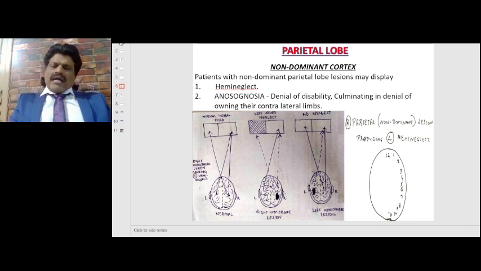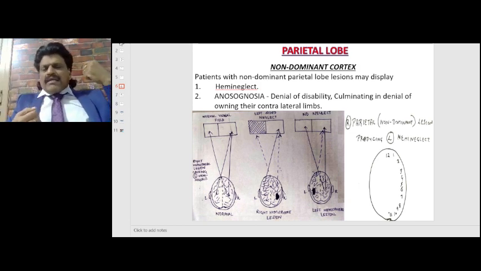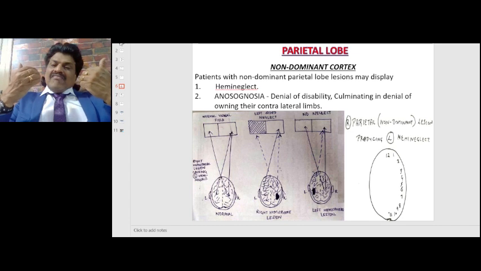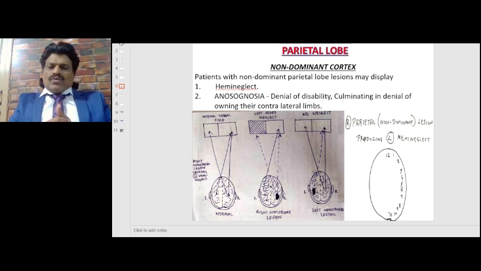When they are asked to wear trousers or a shirt, or, in males, to shave, they shave only on the right side. They wear trousers or a shirt on the right side only, and completely neglect the left side. If the illness is so severe, they even deny the existence of the left side of the body. That is called anosognosia: denial of disability culminating in denial of owning their contralateral limbs. If you pinch their hands or legs, they'll ask whose hands you are pinching. They deny the existence of the left side of the body, which is known as anosognosia.